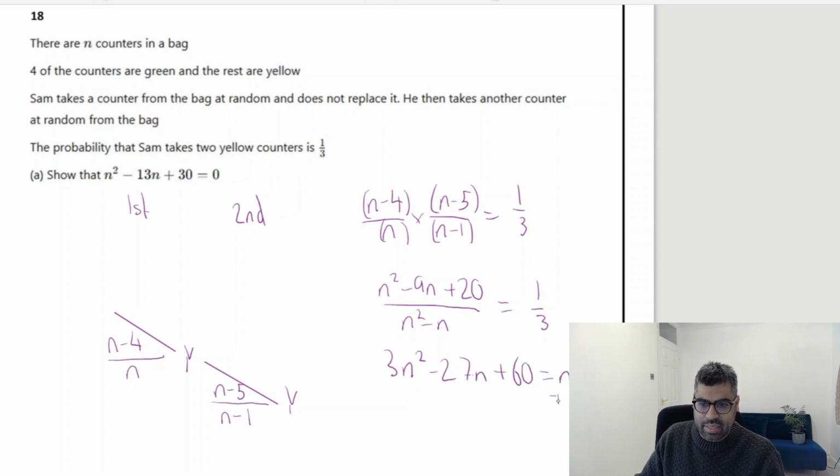Then we can do minus n squared to both sides. We can also add n to both sides as well. That gives us 2n squared minus 26n plus 60 equals 0. Finally, we can divide every number by 2, which gives us n squared minus 13n plus 30 equals 0. So going back to part A, we've shown that n squared minus 13n plus 30 equals 0.